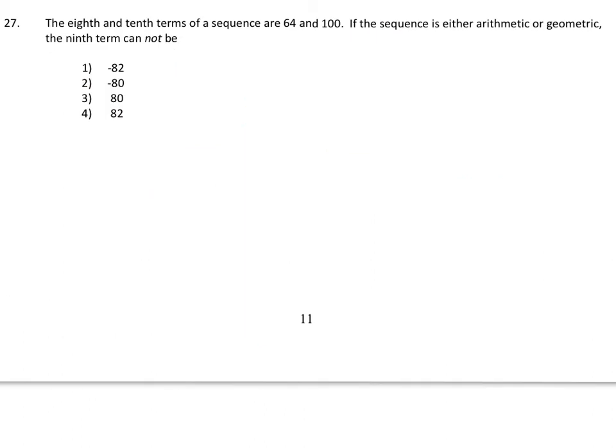Alrighty, number 27. When that was on the Regents, I was like, wow, that's a tricky question. It says the 8th and 10th terms of a sequence are 64 and 100. So basically what that's telling us is we know the 8th term is 64. We don't know the 9th term, so I'm going to leave that blank. And then the 10th term is 100. So basically we're missing the term in between them. If the sequence is either arithmetic or geometric, the 9th term cannot be. So we're figuring out which one of these answer choices the 9th term cannot be.